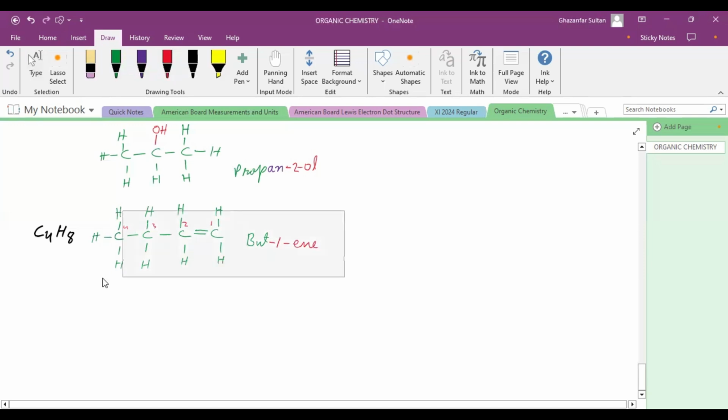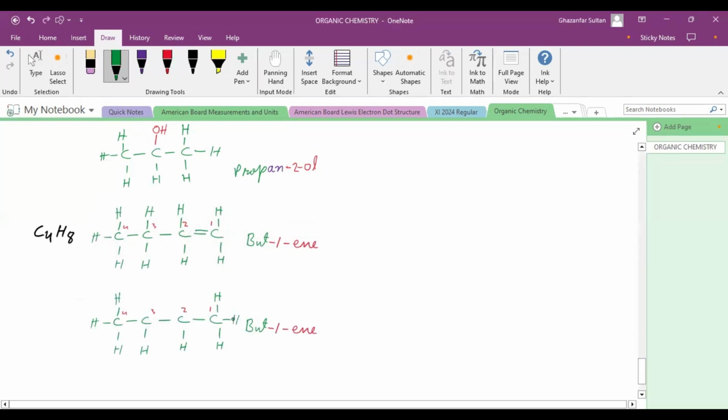Another isomer of this butene is, you can draw it again. So there would be the double bond. As the double bond is between 2 and 3, the name would be but-2-ene. So these are also isomers of each other. And one more thing is there.